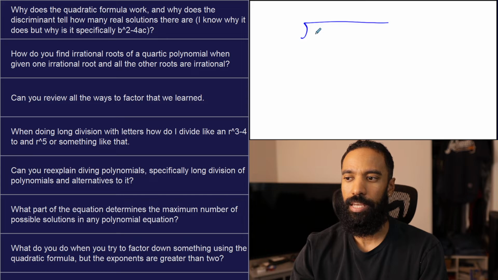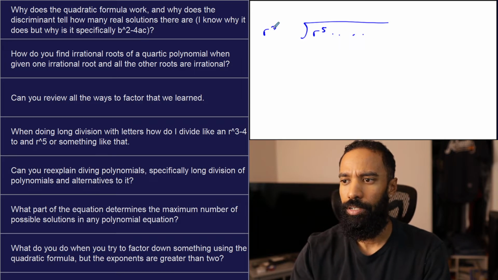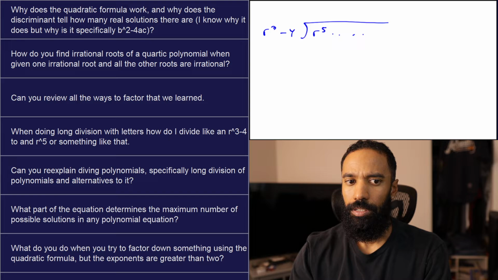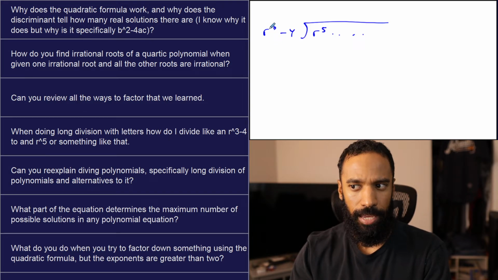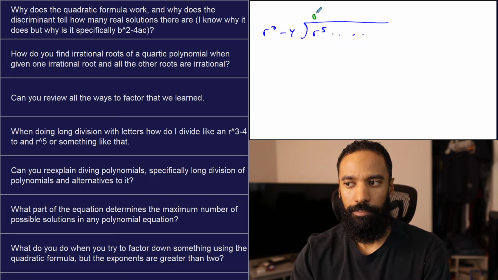But let's say we had some r to the 5th, and then r cubed minus 4, minus 4 right here. And I hope you're saying this divided by this, because the other way it doesn't go into it. You wouldn't divide it. R cubed goes into r to the 5th r squared times.